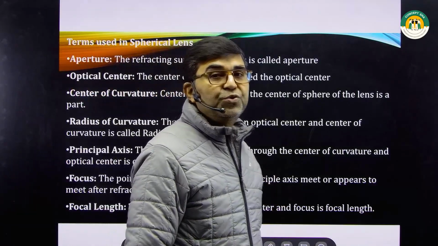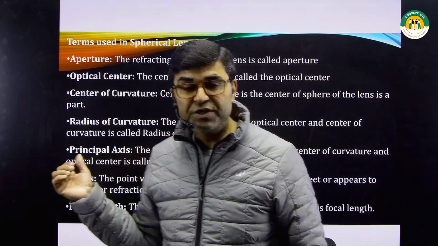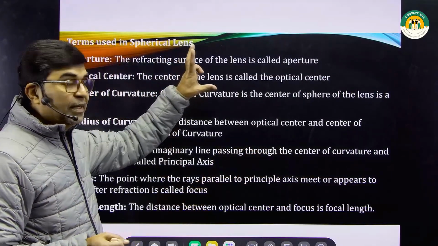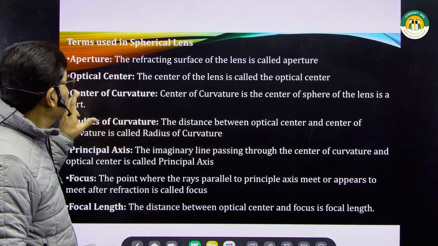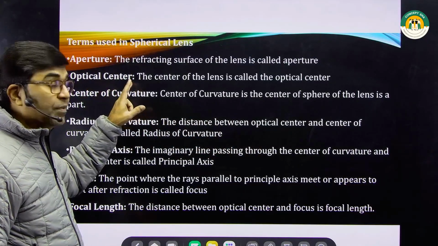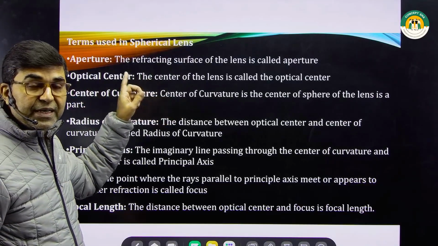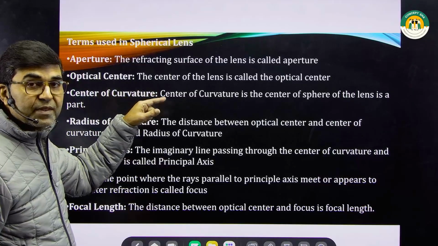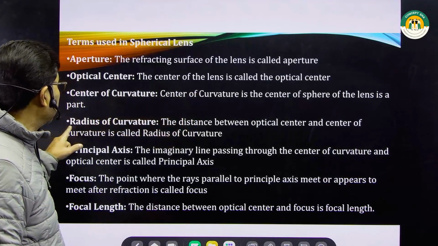Like the terms used in the case of spherical mirrors, the same terms are used in case of spherical lenses also. Like the diameter of the lens is called the aperture. But in case of mirrors, we had the pole. Now, in case of lenses, we have the optical center. It plays the same role as the pole in case of mirrors.